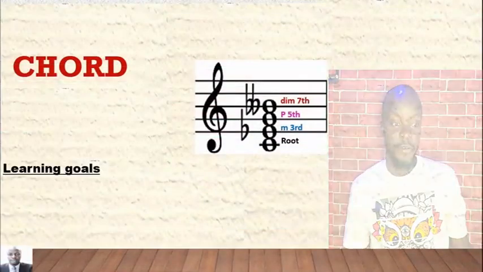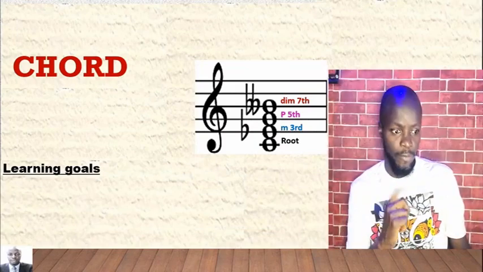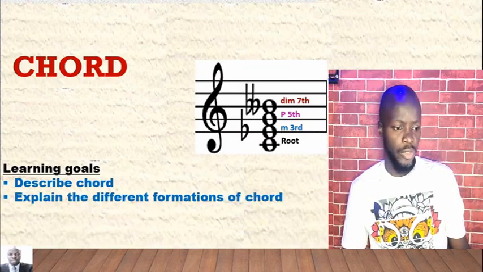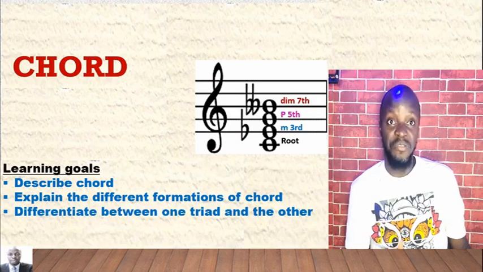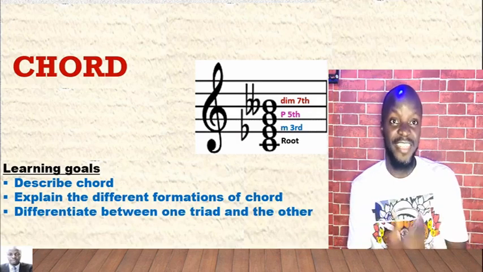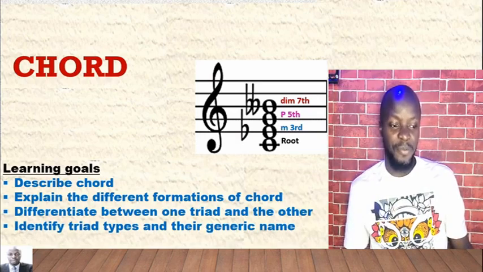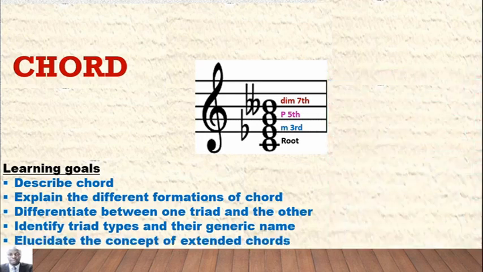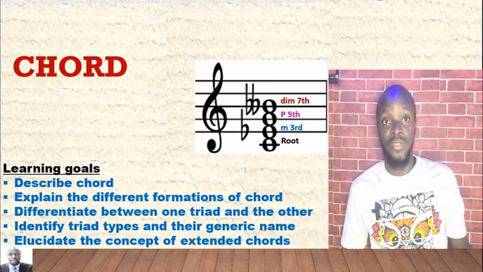Meanwhile, we are going to focus on the following learning objectives. The first one, we're going to describe what a chord is. We're going to explain the different formations of chords. We're going to differentiate between one triad and the other. And the next one, we're going to identify triad types and their generic names. And we're going to elucidate the concept of extended chords.